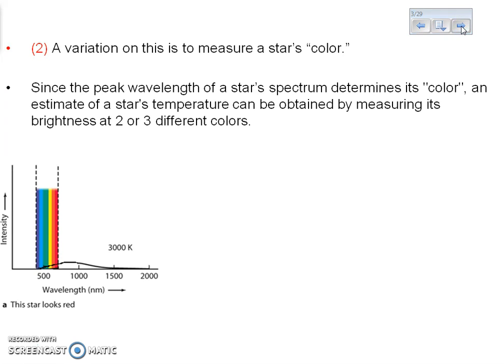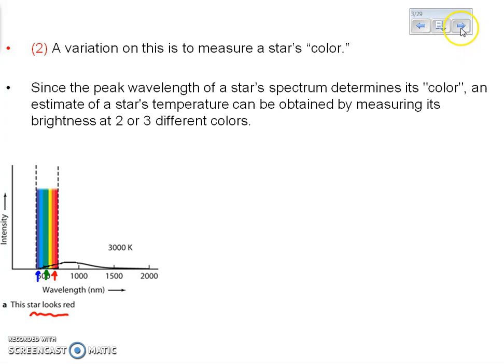So for example, let's take a look at this one. This star is a 3,000 degree star. So basically, if you measured how bright it was in the red part of the spectrum, you would see that it would be brighter than it is in the green part of the spectrum, what we would call the middle of the visible portion of the spectrum. And then it would be very, very dim here, almost non-existent, in the blue part of the spectrum. So this star looks red. It would be what we would call a red-hot star.